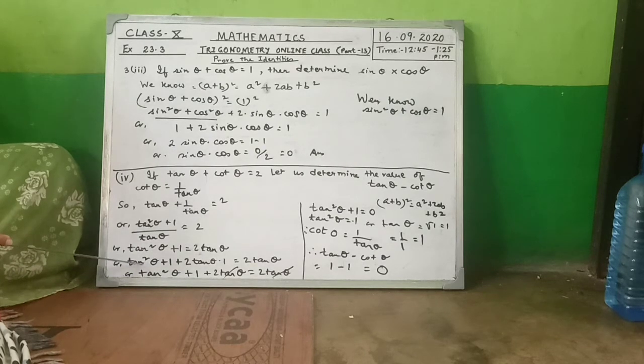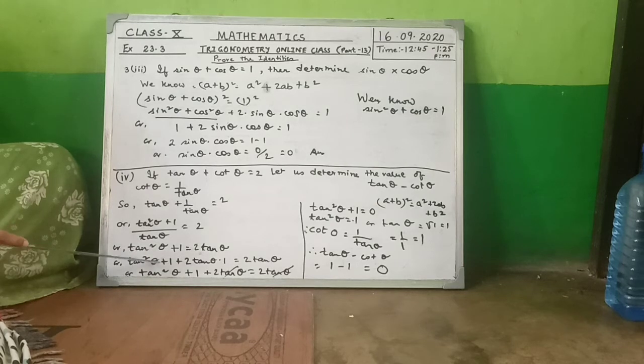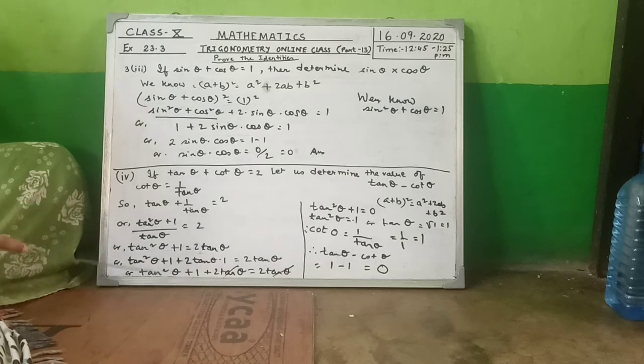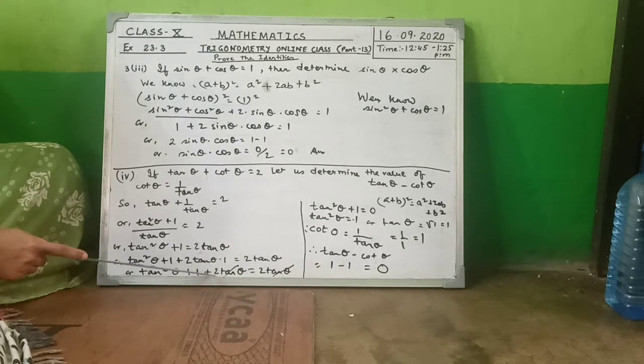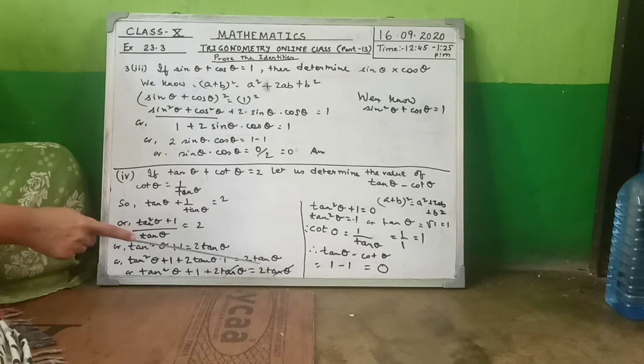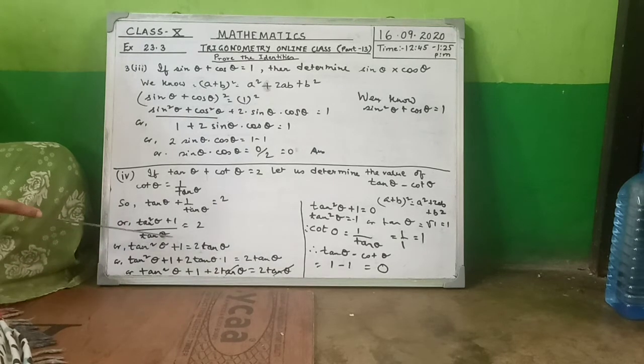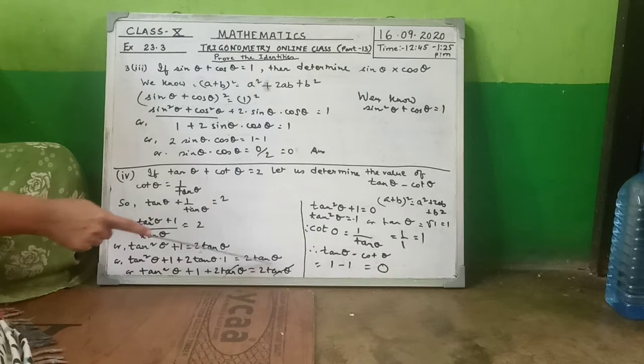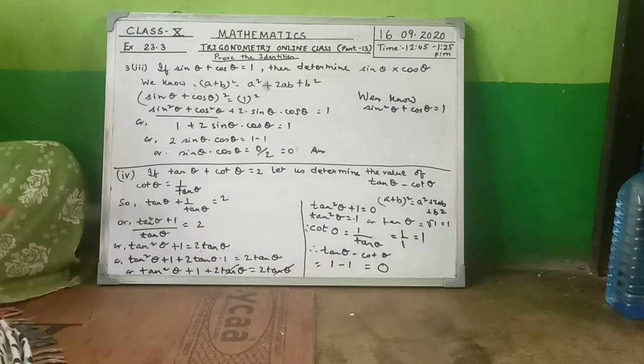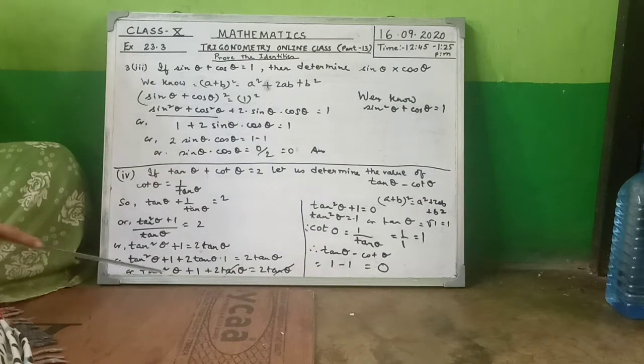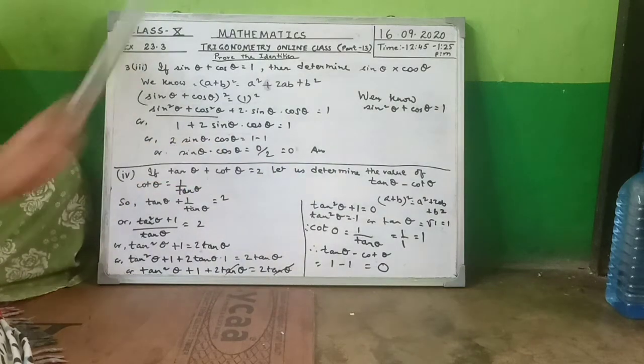Squaring formula gives you what? Tan square theta plus 1. If you square, what you will get? Tan square theta plus 1 square plus 2 into tan theta into 1. That will give you tan square theta plus 1 plus 2 into tan theta, that is equal to this tan theta over here will multiply over here, you will get 2 tan theta. So 2 tan theta cancels and you get tan square theta plus 1 is equal to 0.